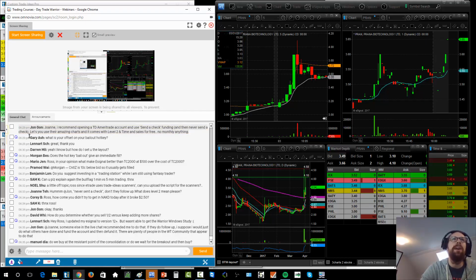Gary, what is your offset on your bailout hotkey? My offset is almost always 10 cents below. I do that to give myself room for slippage, which will happen from time to time, especially if I have big size. If I want to get out of the trade, I just want to get out. So the offset allows me to have that slippage.